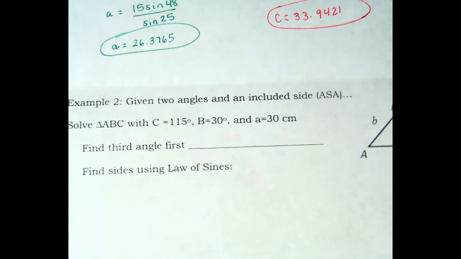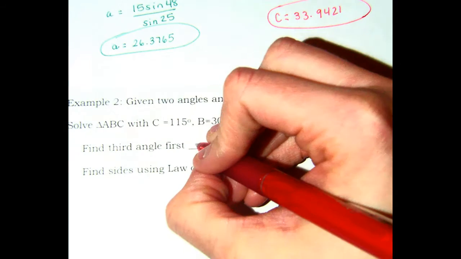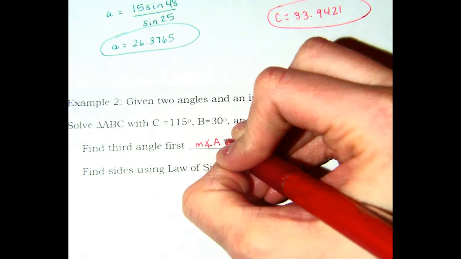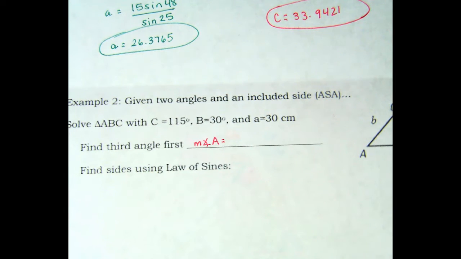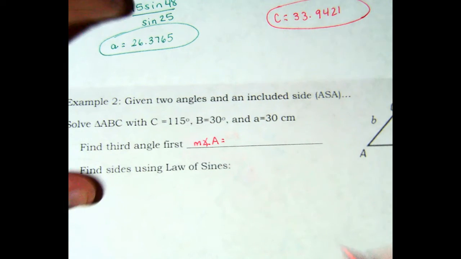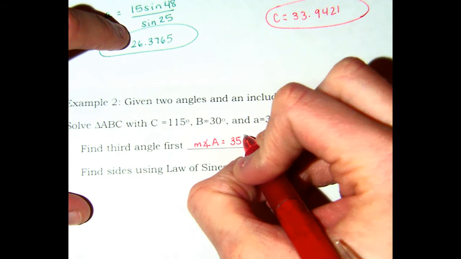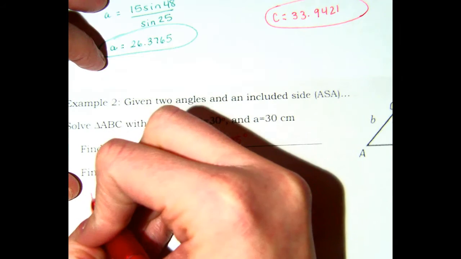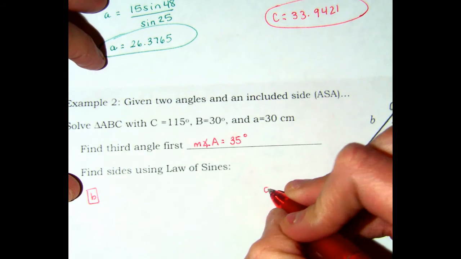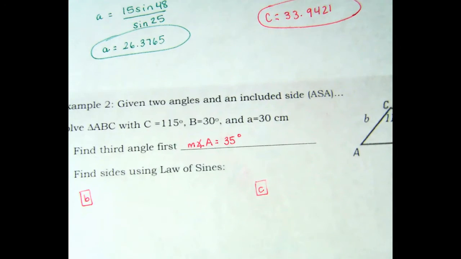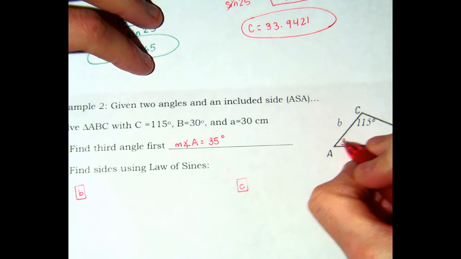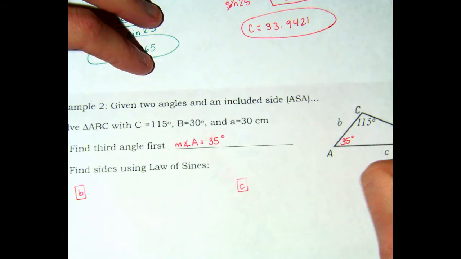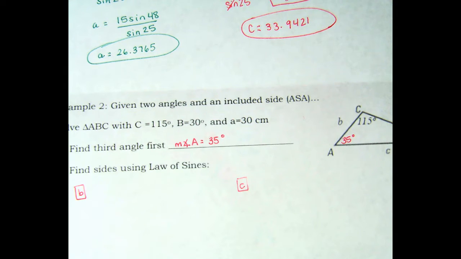Go ahead and find the third angle. What's missing? I'm talking about the angle. We got to find the angle first. Find the missing angle. It's what? 35? Alright, now what sides are missing? So find B, find C, using the fact that the angle A is 35 degrees. You're going to match up side length over the sine of the angle. Side length over the sine of the angle. I want you to set them up.